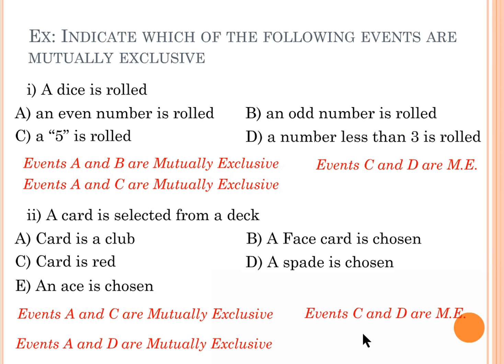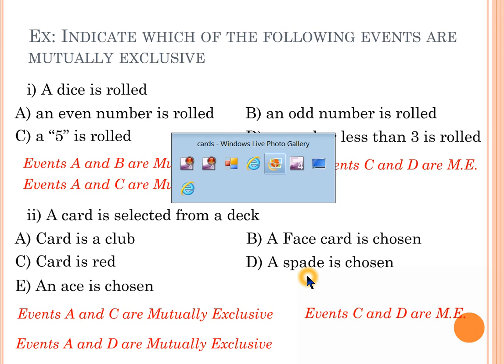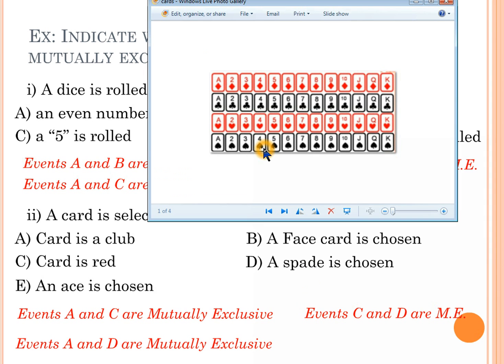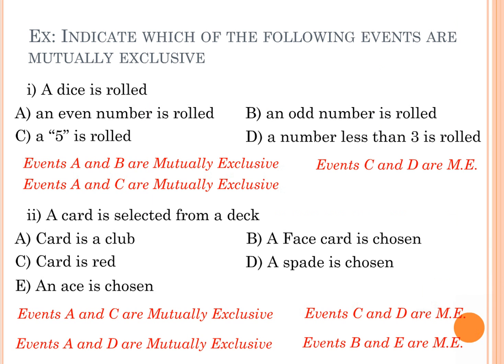All right, and finally we have events C and D are mutually exclusive. C is a red card and D is a spade, and yes, those are also mutually exclusive. If you take a look at the deck again, C is a red card, so the first row and the third row, those are my red cards. But a spade is located at the bottom right here, so the spades definitely can't be red, so yes, they are mutually exclusive. All right, so I do apologize once again for mixing up the categories, and let's just move on to the next situation here. Oh, and sorry, events B and E are mutually exclusive.